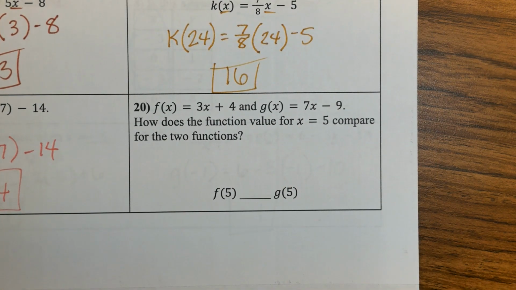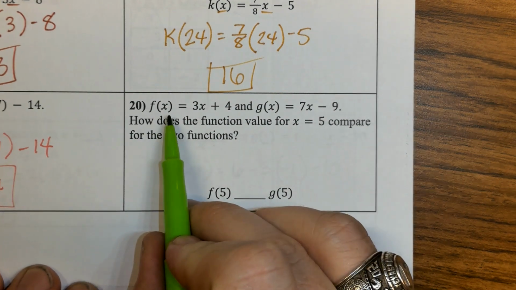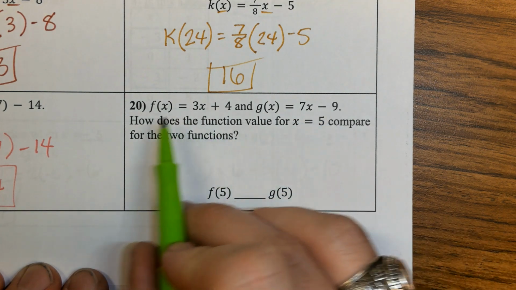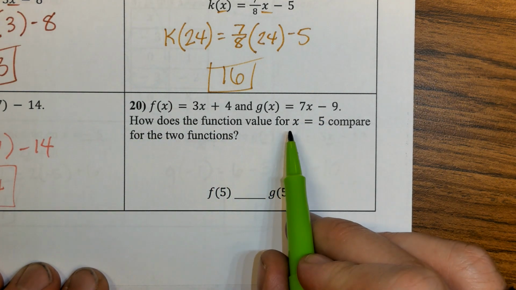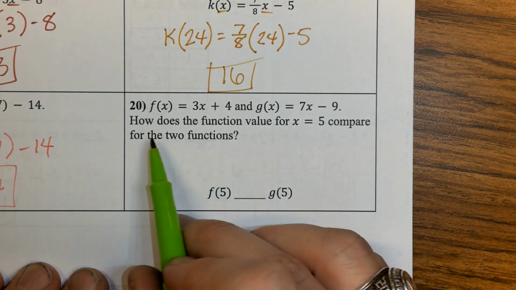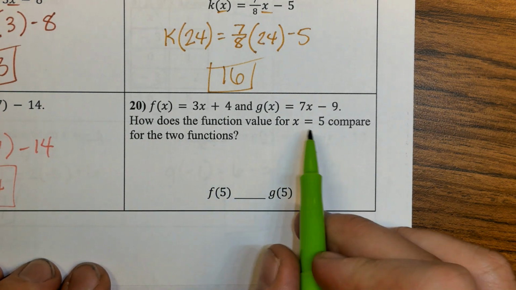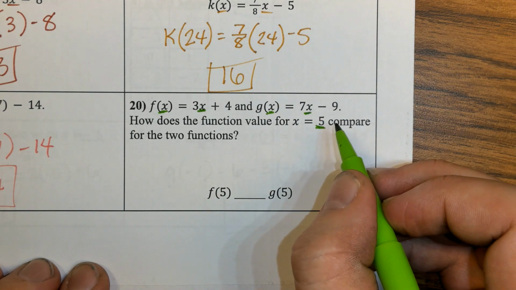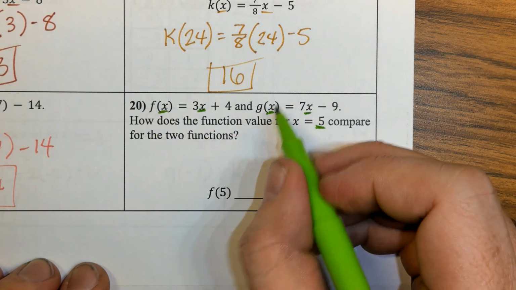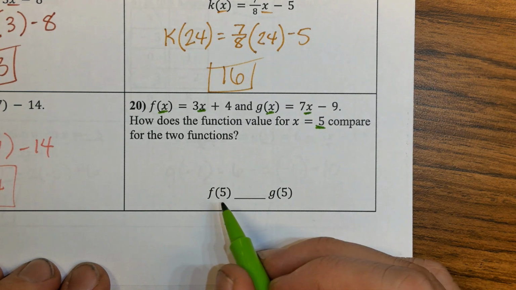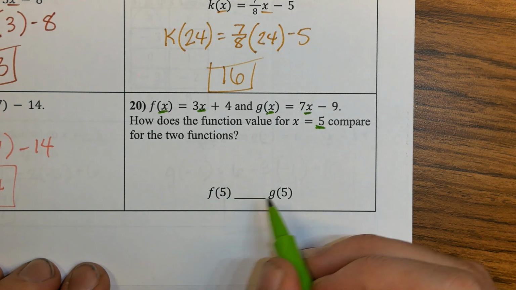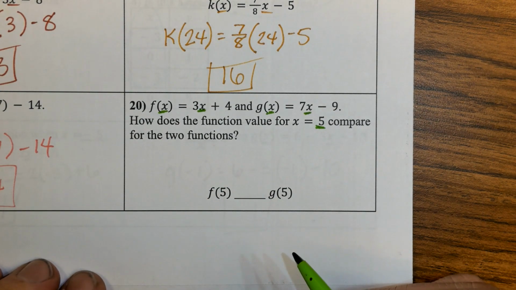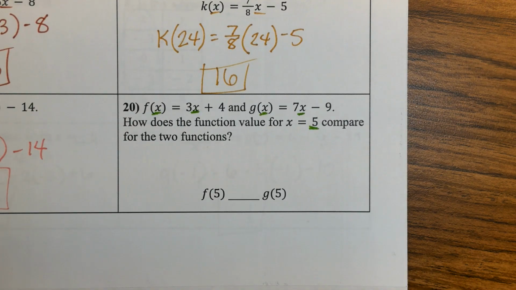Oh, we have to compare the two functions. So it gives me f of x equals 3x plus 4, and g of x is 7x minus 9. So when it says how does the function value for x equals 5 compare for the two functions, if you remember, I have to plug in this 5 into all of these x's right here. I get 2 answers. I get an answer for f, I get an answer for g, and then I just go down here and say the answer for f is greater than g, or it's less than g, or it's equal to g. Those are my only 3 options. It's either less than, greater than, or equal, okay?